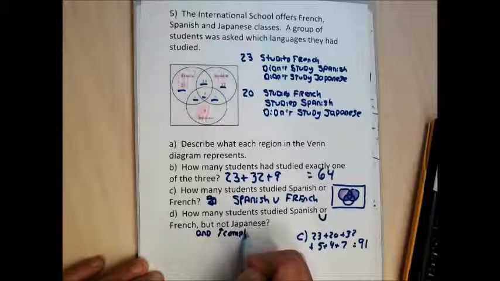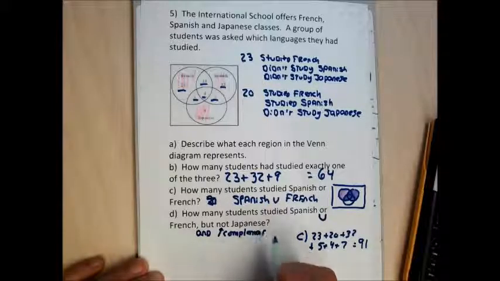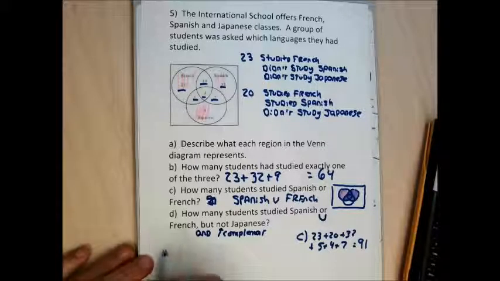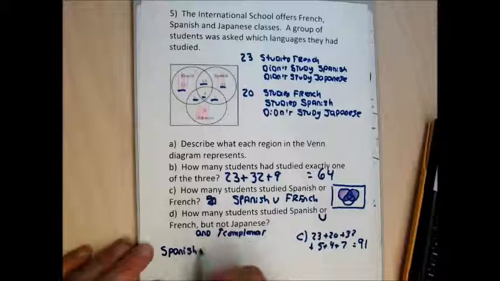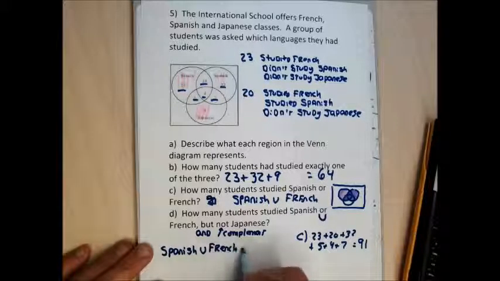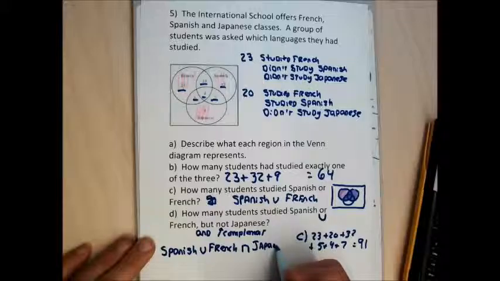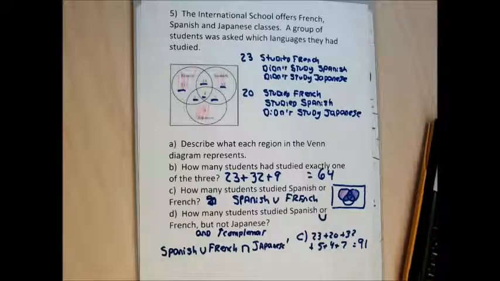So I snuck in a couple words here that you might be able to answer this question without drawing a picture, but let me try to draw a picture. So what I'm trying to find is how many studied Spanish, and then the or becomes a union, French, intersection for the but, and then not Japanese, that's going to be the complement. So that's what I'm trying to find for part D.